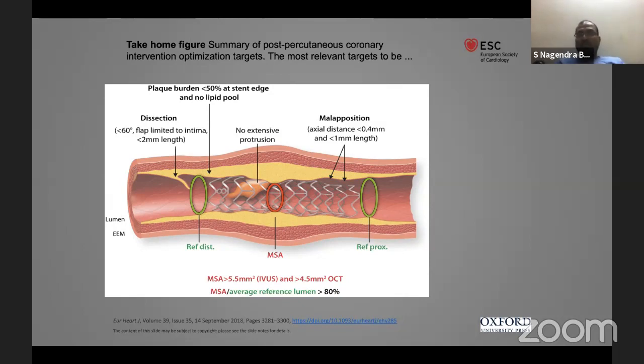This is from proximal to distal or distal to proximal. Malapposition is, of course, going to happen more commonly in the proximal zone. So malapposition of more than 400 microns and more than 1 millimeter needs to be treated. Plaque protrusion that encroaches the lumen, leading to a lumen area less than 5.5 or 5, needs to be treated. Dissection which extends into the media, or is more than a 60-degree arc or more than 2 millimeter, needs to be treated.